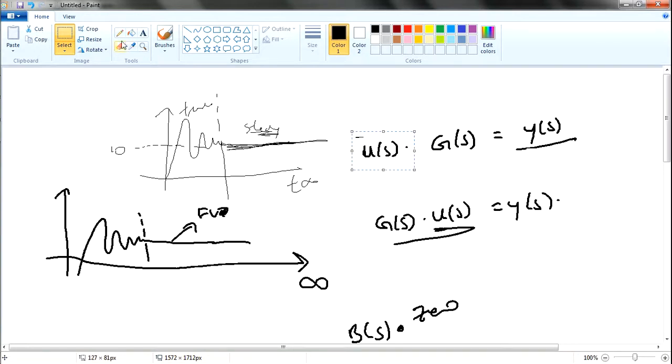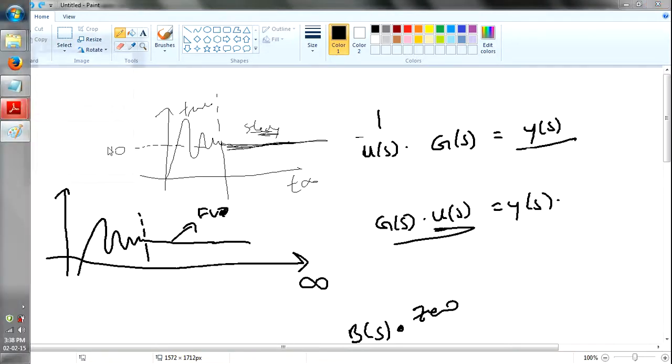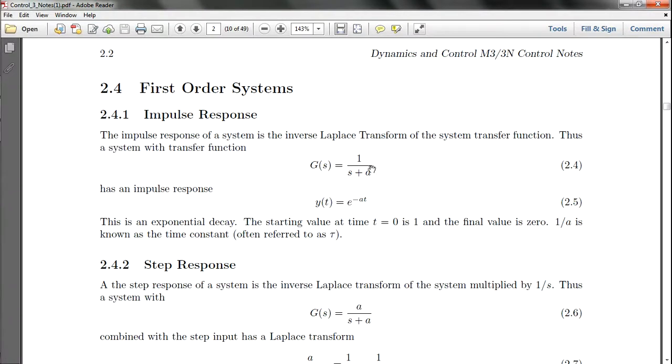And this input is an impulse input in this case. The impulse input is actually 1. So 1 times the transfer function is the transfer function itself, and therefore the output is the transfer function itself. This is why we have 1 over s plus a. It's like an invisible times 1. The 1 is the impulse input.